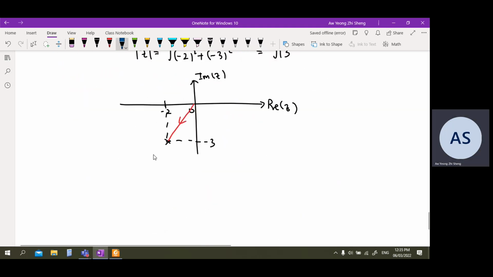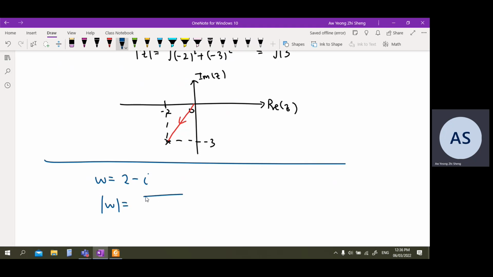Another example, let's say w is 2 minus i, then the modulus of w is just the square root of 2 squared plus (negative 1) squared, and you get square root of 5. So again, you can visualize it on the Argand diagram.